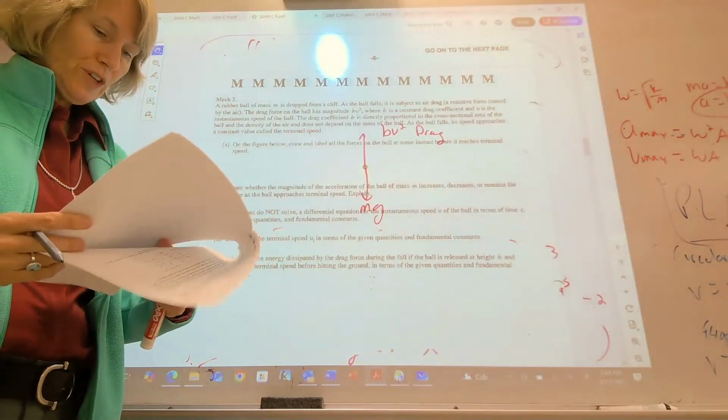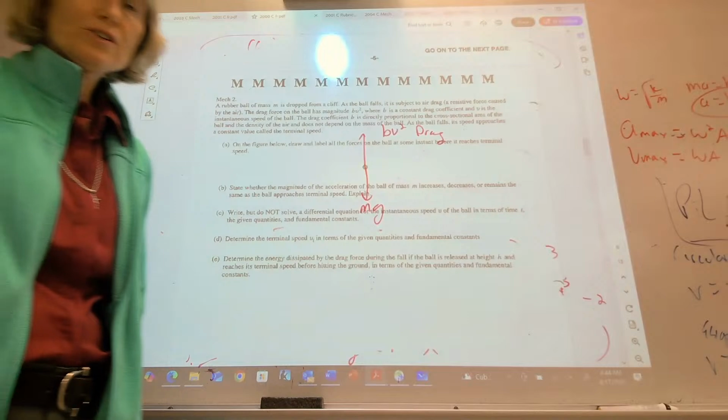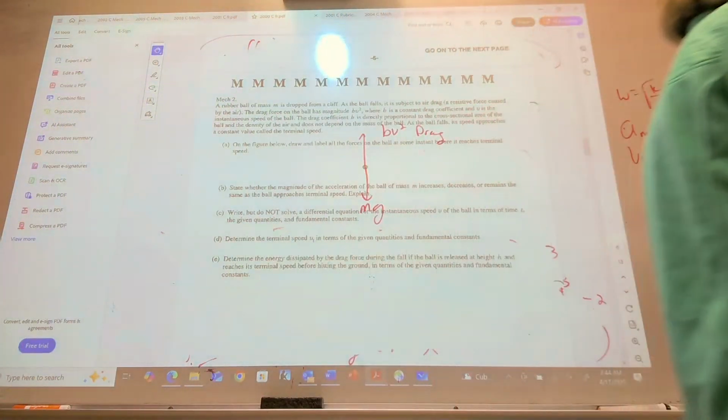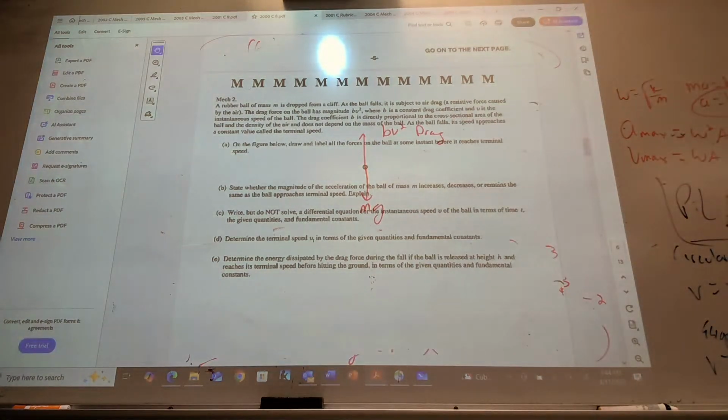What happens with the drag force? You know what happens at terminal velocity with the forces. Now we did the same exact thing when you were asked to write but not solve the differential equation. That is the same exact question you answered before.